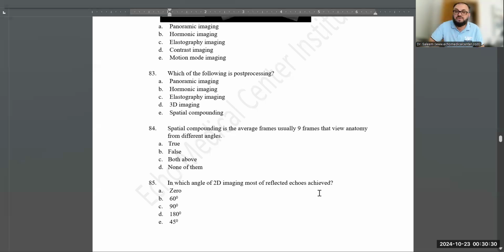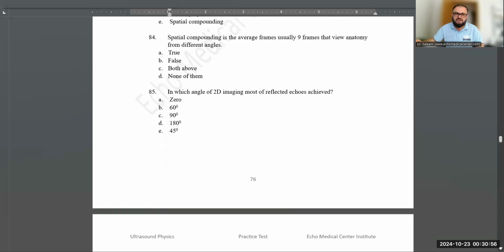Okay. Now, in which angle of the 2D imaging are most of the reflected echoes received? So if you're doing your 2D imaging, which angle? In which angulation will you get the maximum reflection? Most reflection will be received. What do you think? Exactly correct. 90-degree, because if you put your probe at 90 degrees, most of the reflection will come back to you. Correct answer. Absolutely agree.